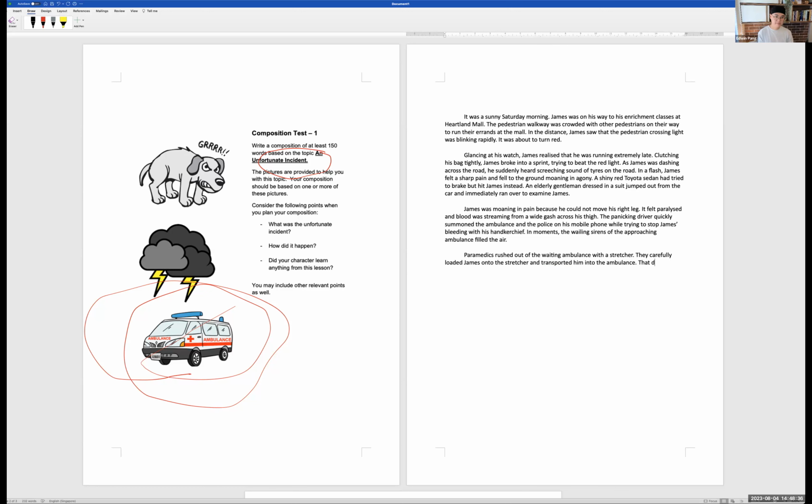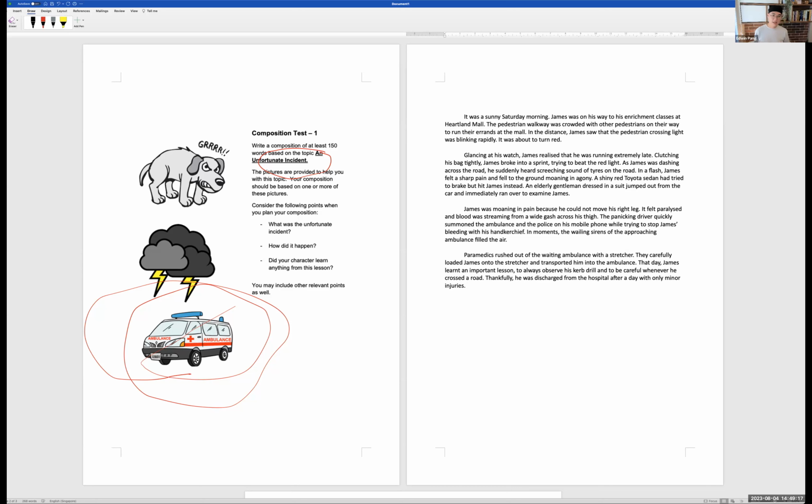That day, James learned an important lesson: to always observe his curb drill and to be careful whenever he crosses a road. Thankfully, he was discharged from the hospital after a day with only minor injuries.